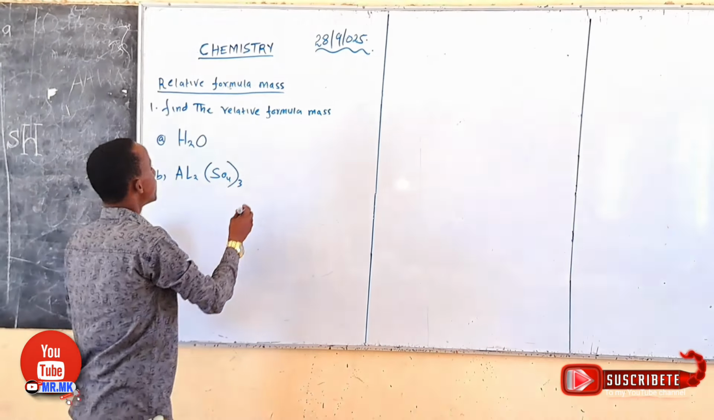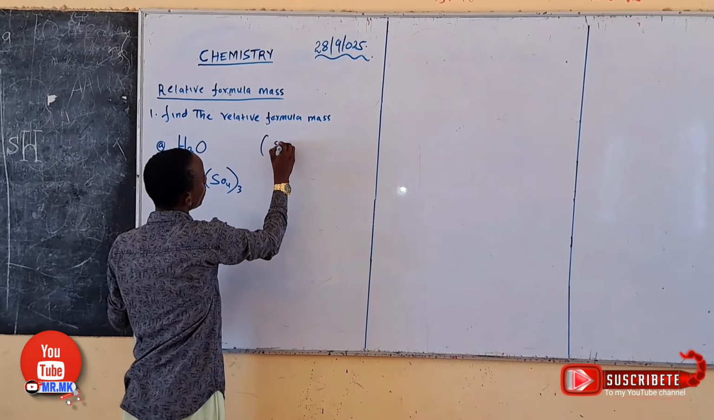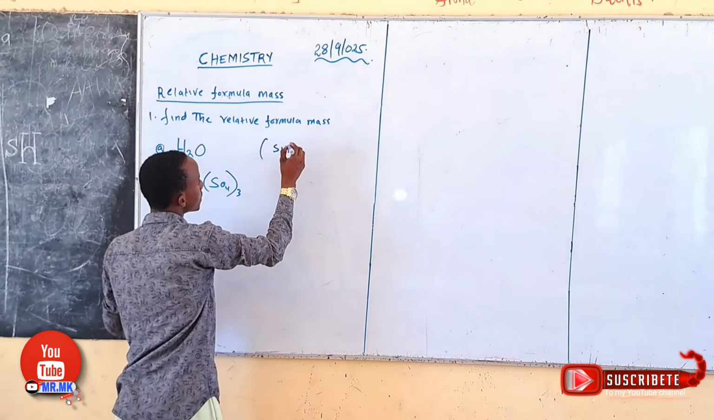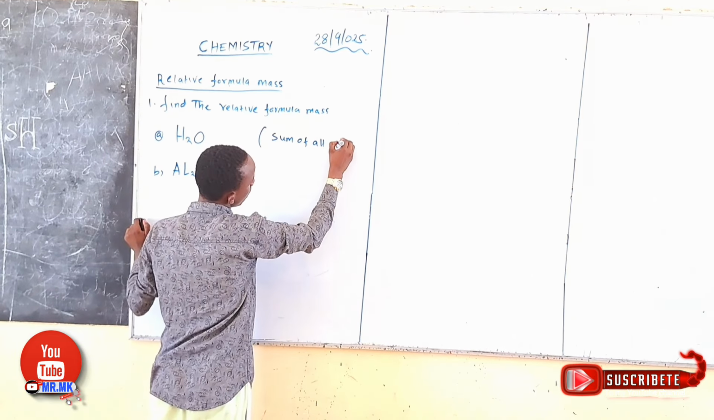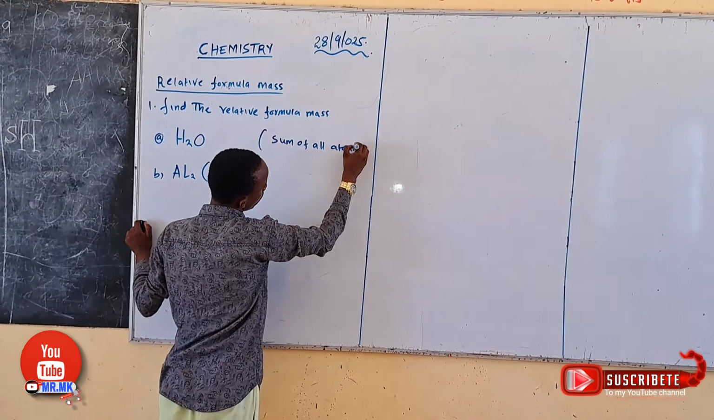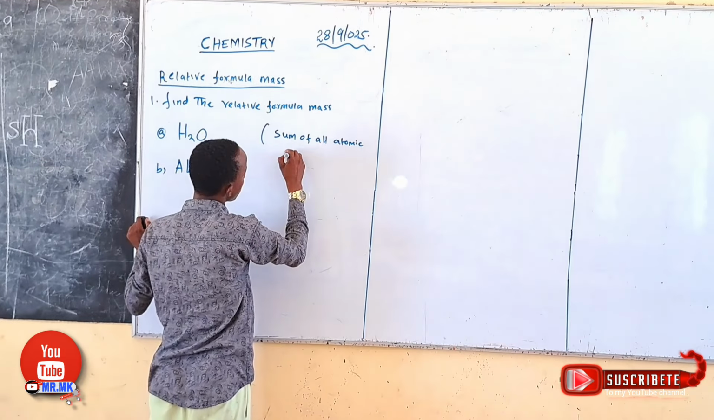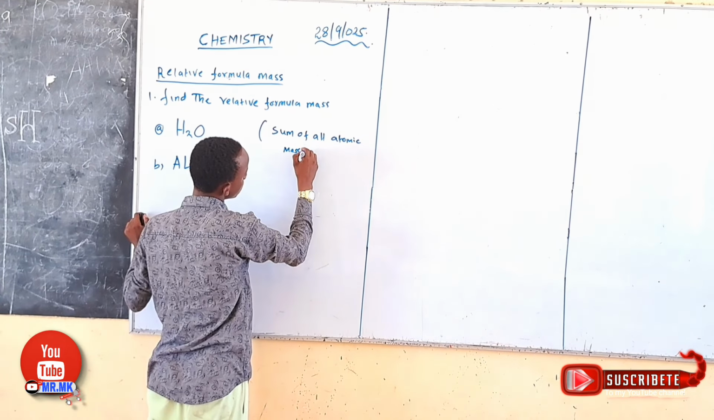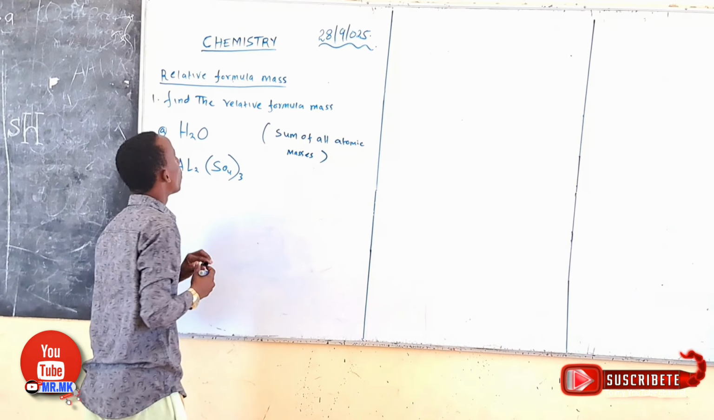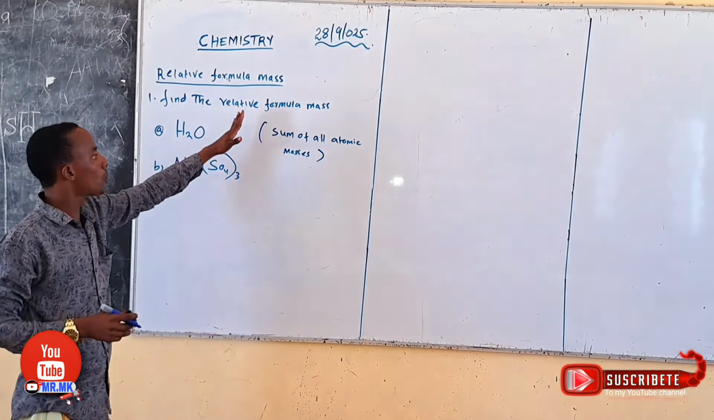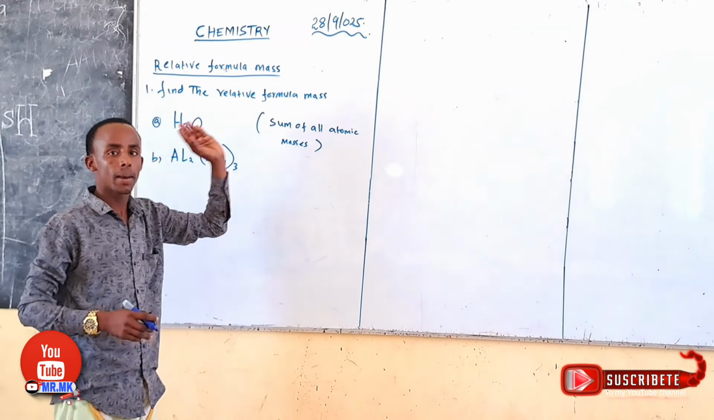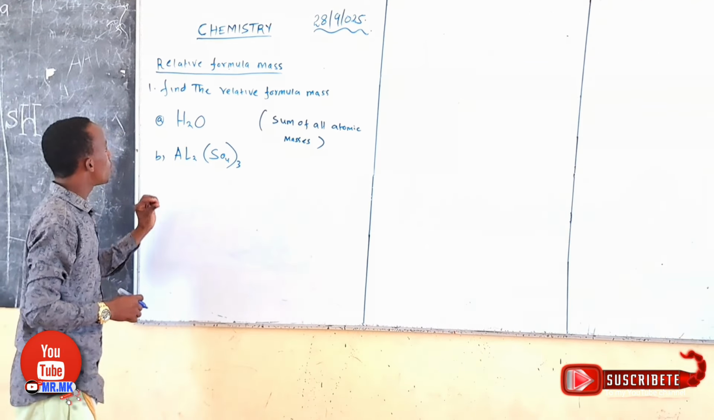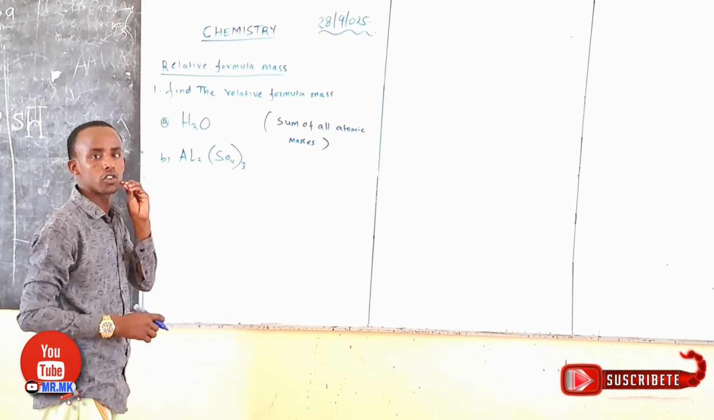Relative formula mass simply means the sum of all atomic masses. That is what we mean by relative formula mass. Now, how do you find the relative formula mass of water?